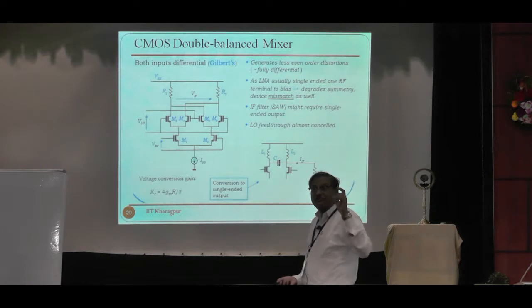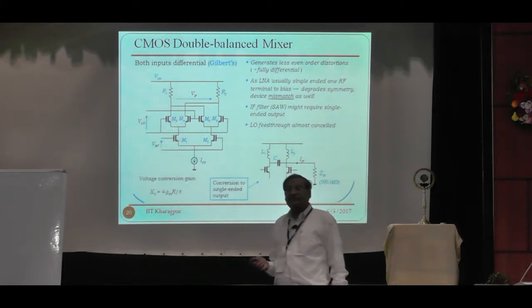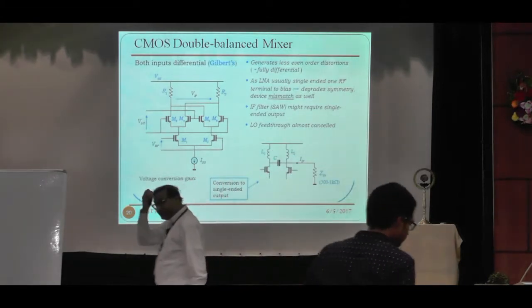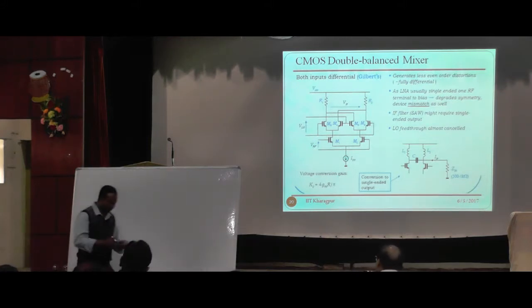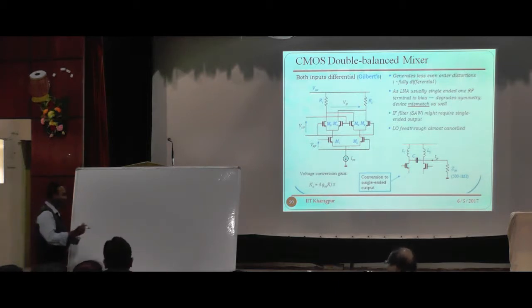So earlier, what was the gain? 2 by pi GM into R. But in this case of the double balanced Hilbert cell, the gain is 4 by pi GM. So with this basic background, let us try to design a mixer using a Hilbert cell. First of all, I can go through a little circuit part, so that will be interesting, because if I go for this direct derivation, maybe it will not be very clear. Maybe it would be boring.